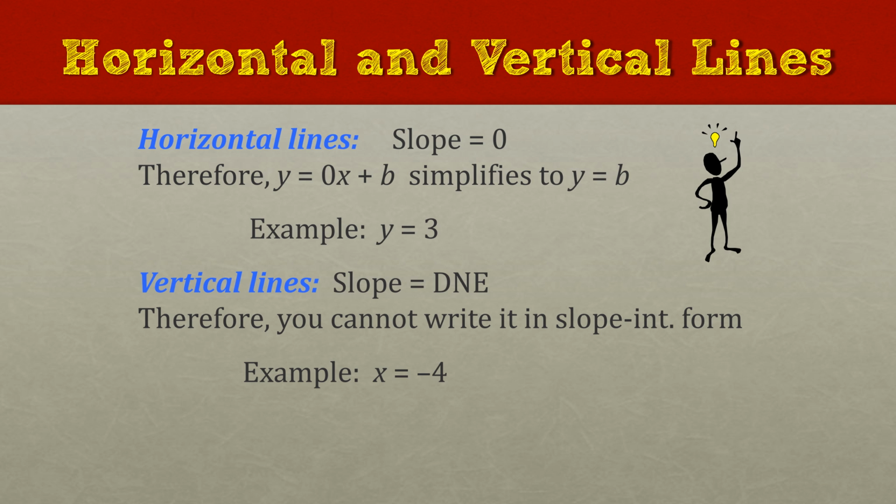Okay, for y equals, you can plug into the slope-intercept form. The slope disappears and you're left with y equals some number. You can't do that with the vertical lines because there is no slope. You don't even have a number to plug in.